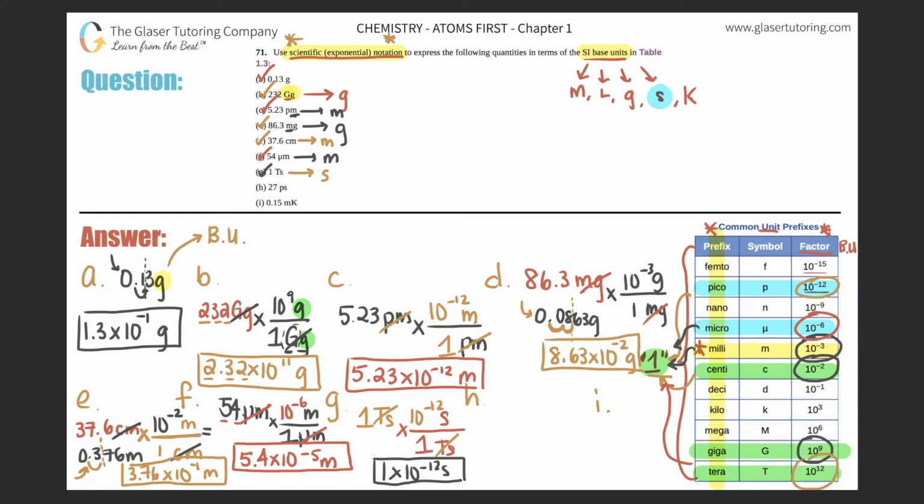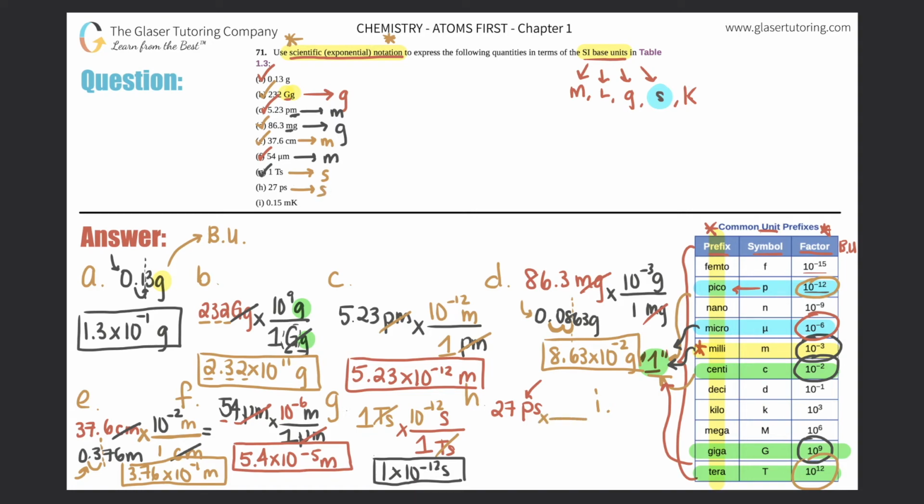Next one, 27 picoseconds. And through practice, you will know your symbols with your prefixes. So how I can just see that this is picoseconds because I know that lowercase p is pico. So it just takes some time. But anyway, got to get to the base. So this one, we got to go to seconds.